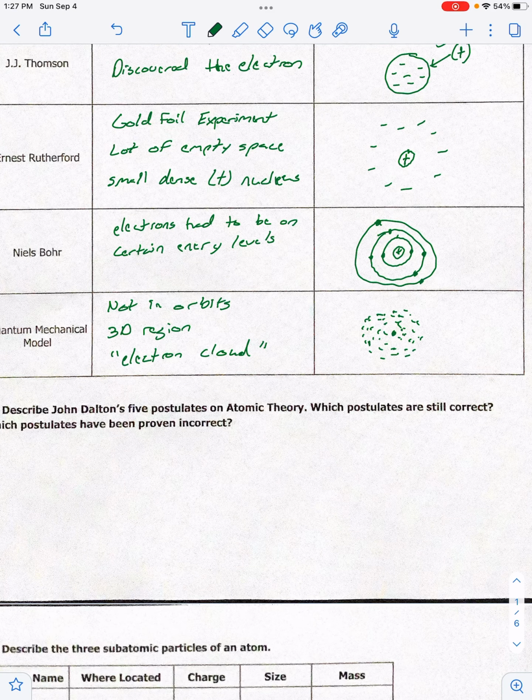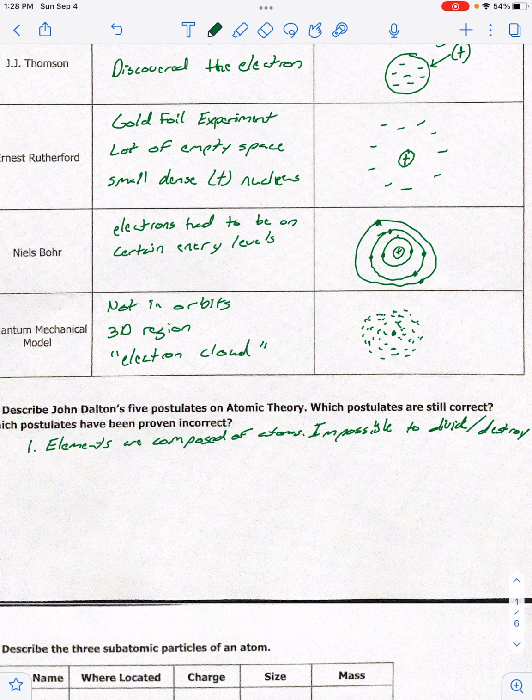Now what we're going to do is go back to Dalton's model, or Dalton's postulates. We're going to write those down. It says, describe John Dalton's 5 postulates on atomic theory. Okay, so our first one was that all elements are composed of atoms. Now, he also thought they were impossible to divide or destroy.